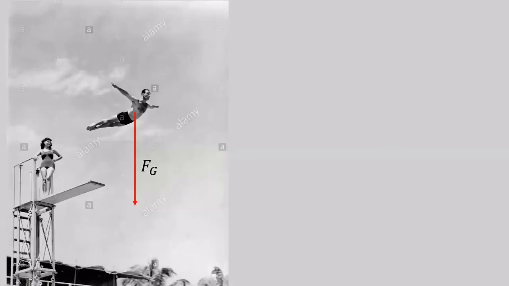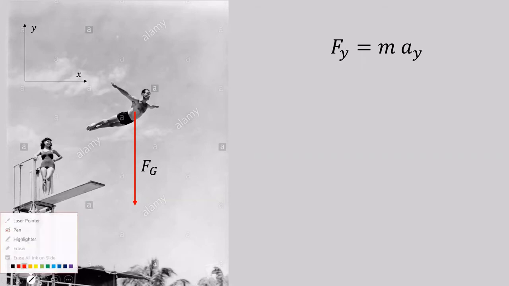Let's go back to this guy, though. I like this picture. And we'll choose the usual coordinate system. Up is the positive y-axis. To the right is the x-axis. We don't have to do it this way, but this is the usual choice. And let's apply Newton's second law to this man in free fall, specifically along the y-axis. Let's look at the sum of all the forces along the y-axis, not the x-axis, and we'll set that equal to mass times the acceleration along the y-axis.